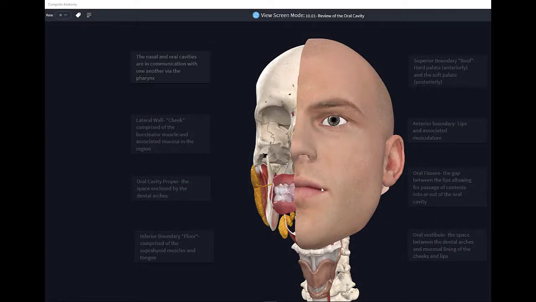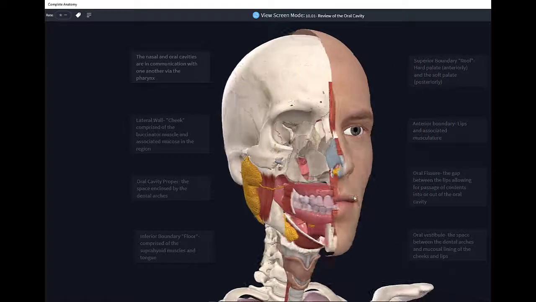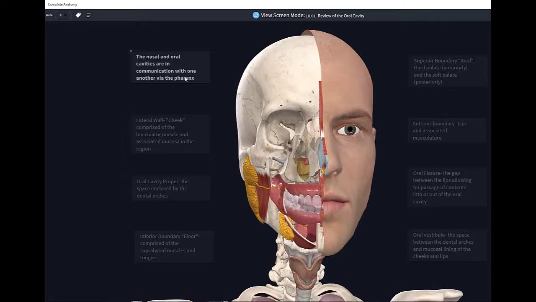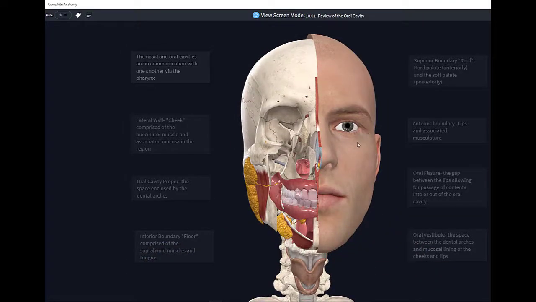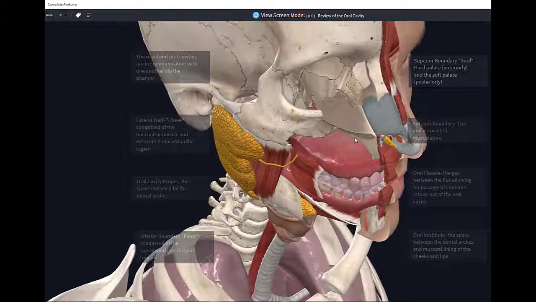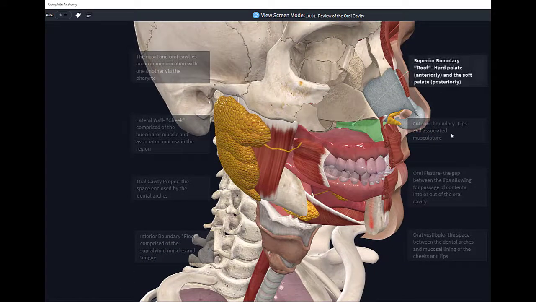Now let's have a look at the oral cavity. First of all, I think it's important to understand that the oral and the nasal cavities are able to communicate with each other via the pharynx, which is just posterior to it. If we think about the boundaries of the oral cavity, the roof would be formed by the hard palate anteriorly and the soft palate posteriorly.